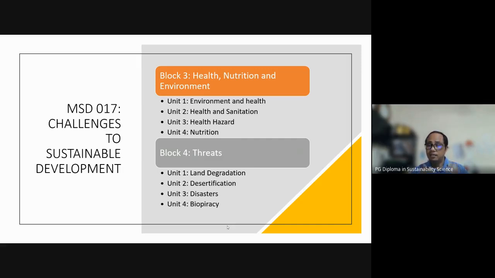Then some of the threats, we do not include many more threats that are there to sustainable development, but here we are going to look into some of the major threats like land degradation, desertification, disaster, biopiracy, etc.